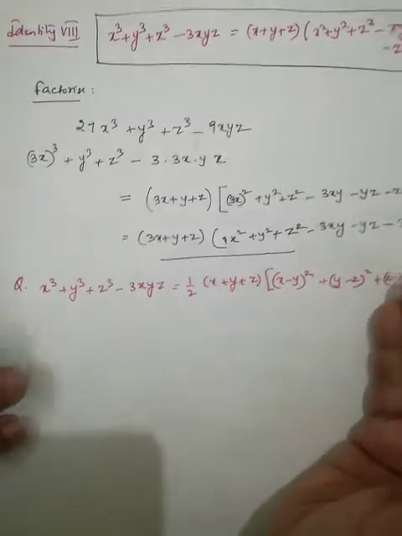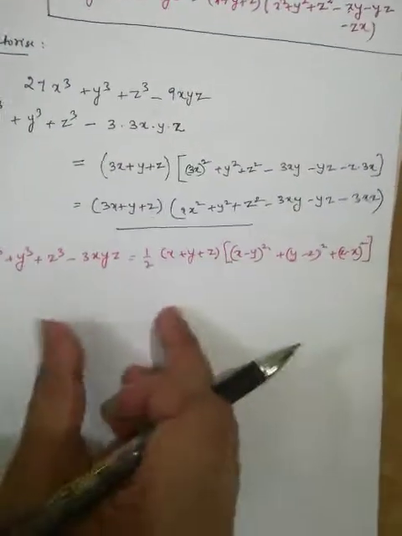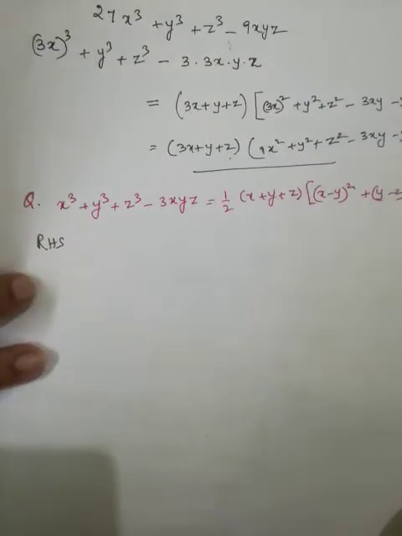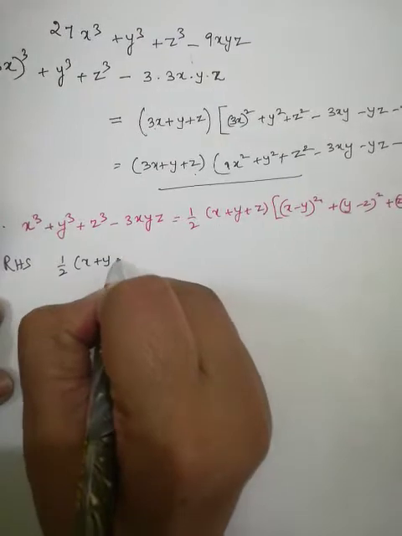You take the right hand side. Okay, you take the right hand side. Let me take RHS and prove that it is equal to LHS. When I take RHS, it is this way.